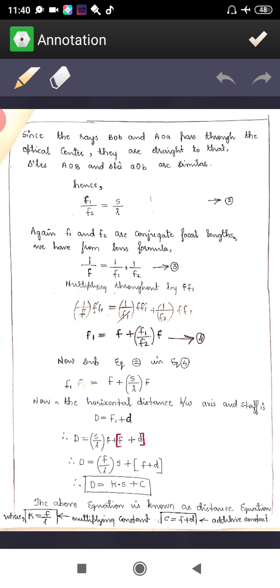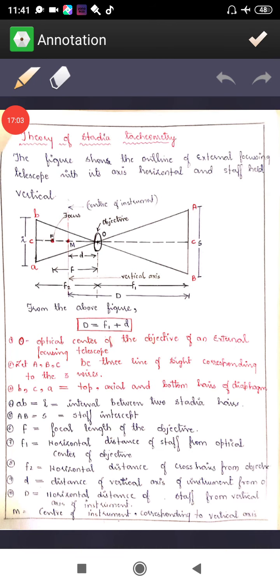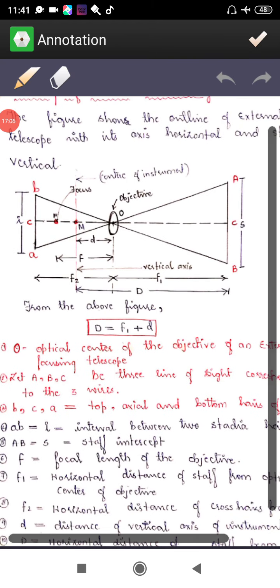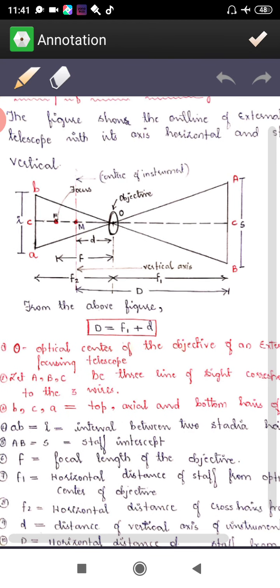As I have written here, since the rays BOB and AOB, right, pass through the optical center, they are straight. So you will be having a triangle AOB and triangle small aob. I'll show those triangles here. Now here you can see what we are going to have. We are going to have a small aob triangle, and we are going to have a capital AOB triangle. Now by using these two triangles, we can have an equation. What equation can we have?